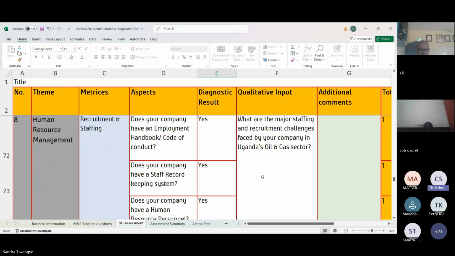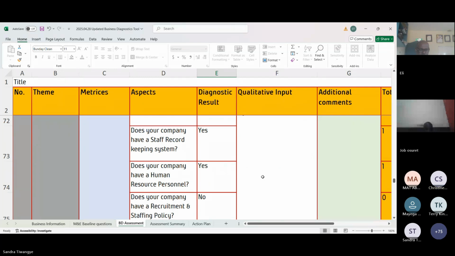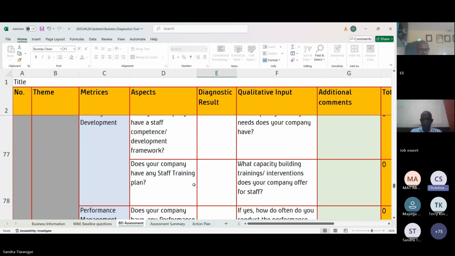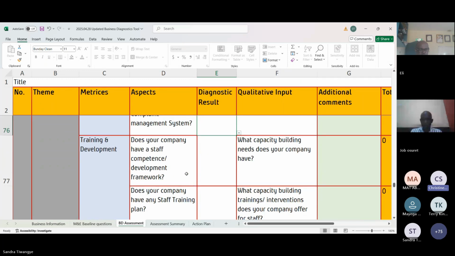And also, do let us know about any additional comments. If you have questions, the chat is open, and let us proceed to training and development already, as you utilize the chat for anything that may remain outstanding. So do you have a competence development framework? Let's highlight that a bit more, what we mean by a staff competence or development framework.